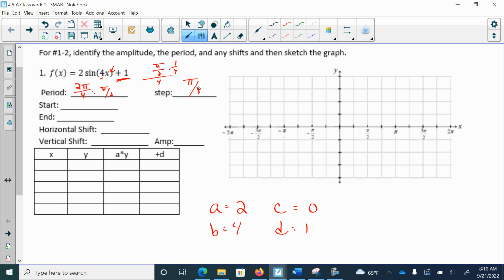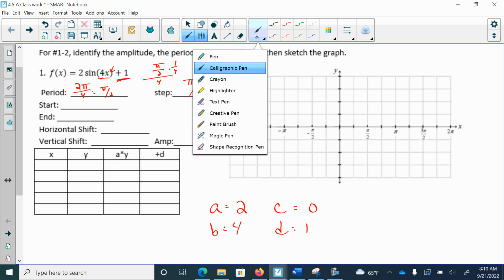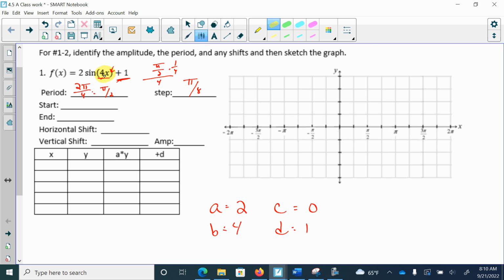For the start, I take whatever is inside this parenthesis, the 4x, and I set that equal to 0. So I'm going to do that work down here. 4x is equal to 0, which means x is equal to 0, which means I'm going to start at 0. To find my end, I take that same 4x, and I set it equal to 2 pi, because the normal period for a sine curve is between 0 and 2 pi. I divide that by 4, and I get x is equal to pi over 2. So my end is pi over 2.